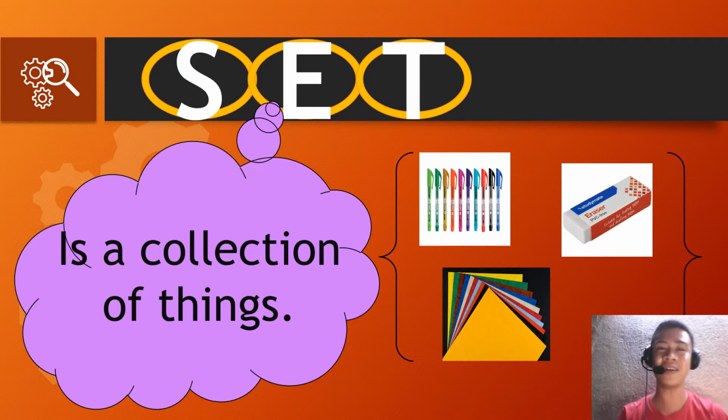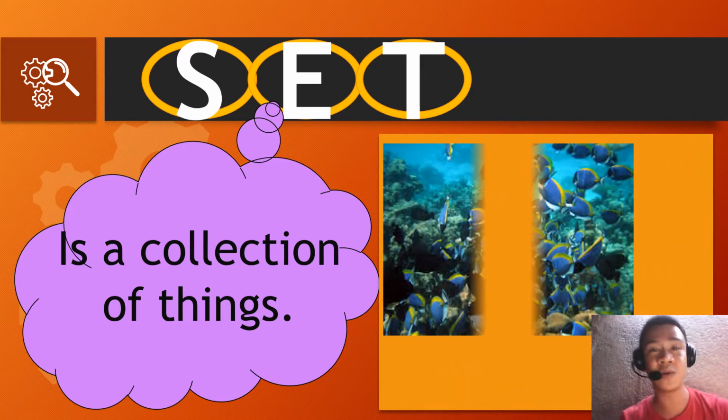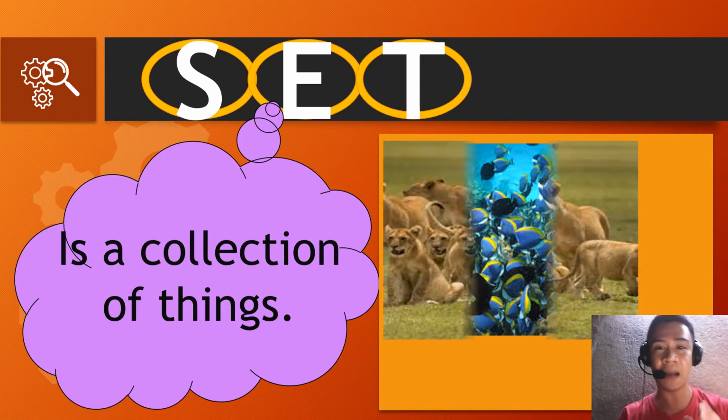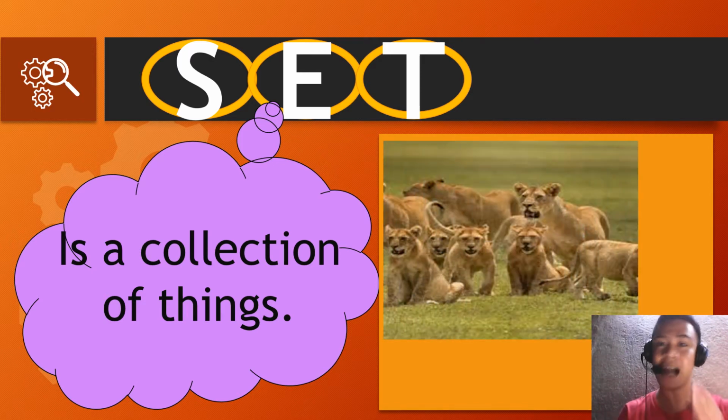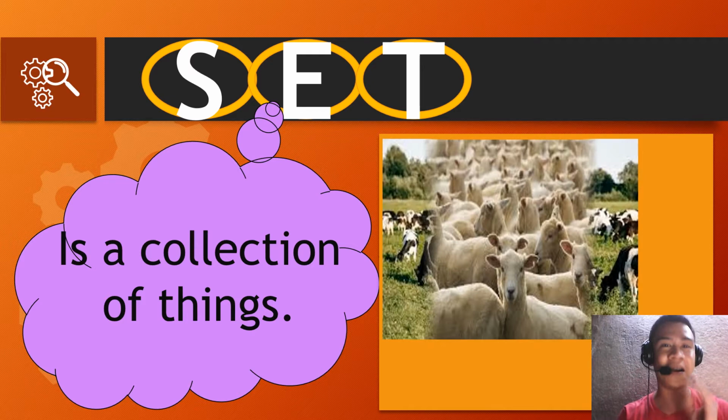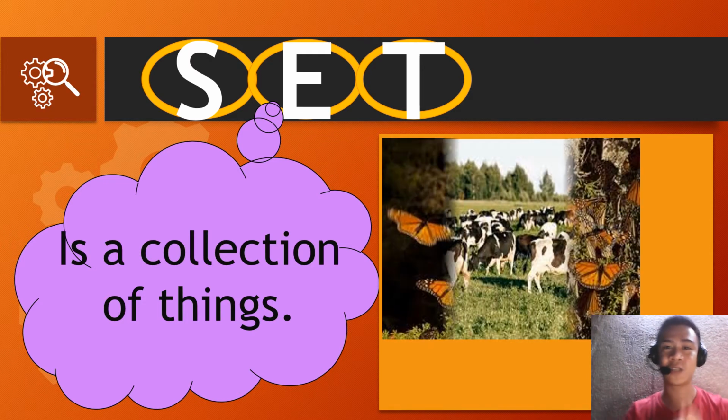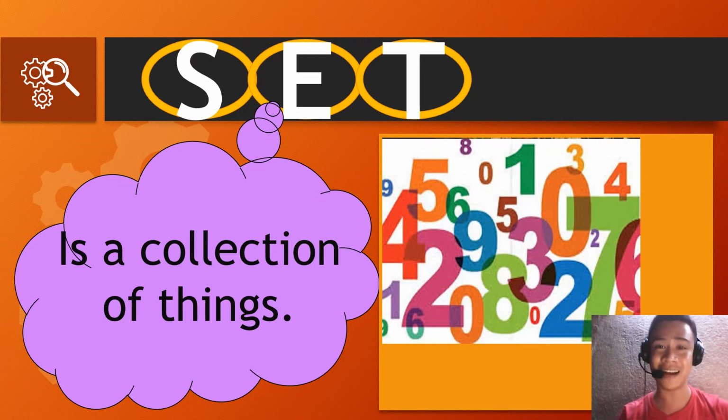In our ordinary language, we try to make sense of the world we live in by classifying collections of things. English has many words for such collections. For example, we speak of a school of fish, a pride of lions, a flock of sheep, a herd of cattle, a swarm of butterflies, and a colony of ants. They are all called sets.